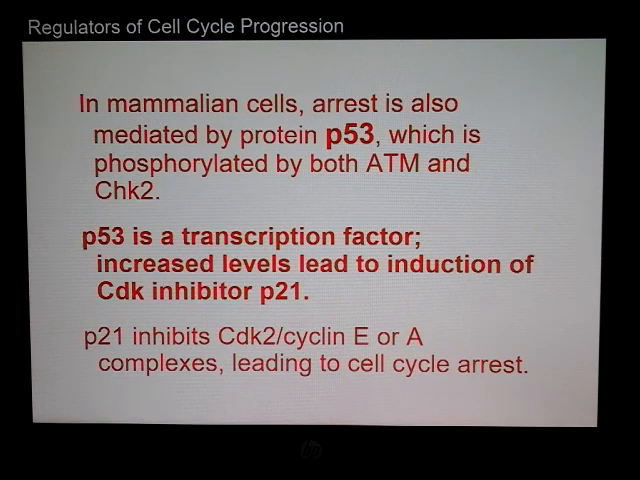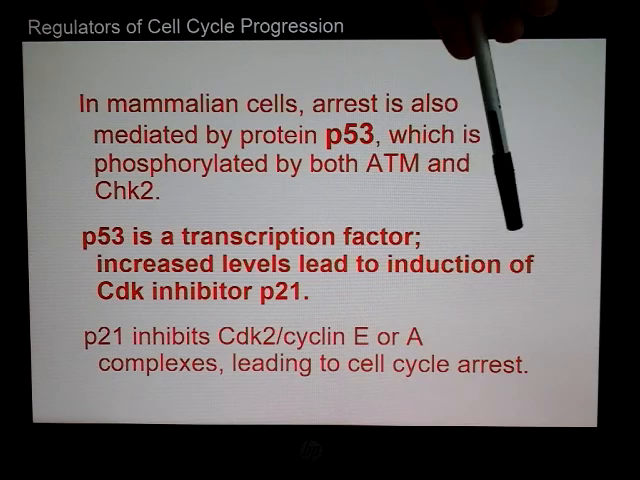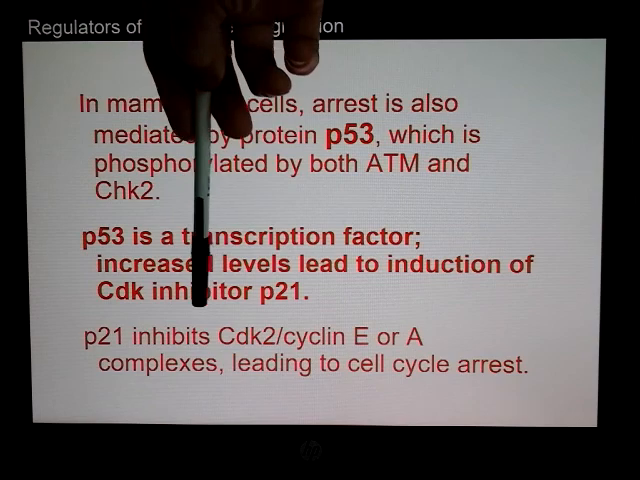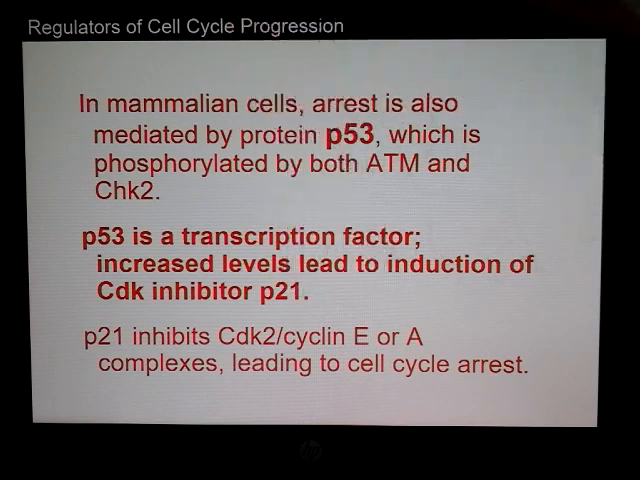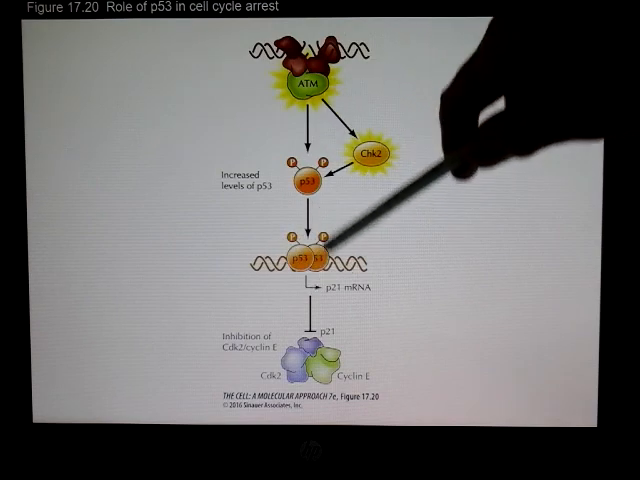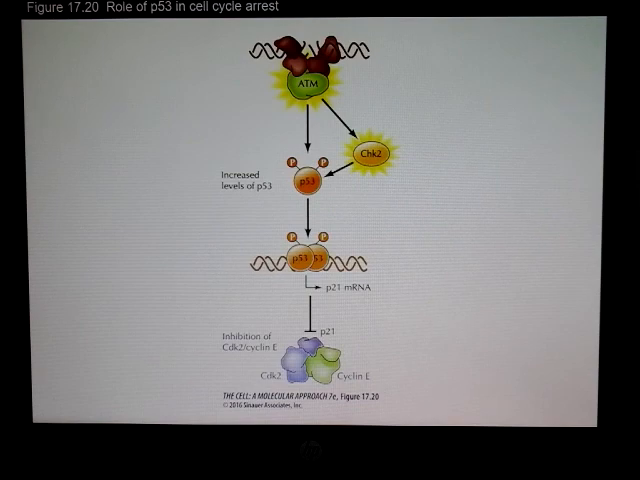So another tumor suppressor is P53. It's technically a transcription factor that increased levels will lead to induction of CDK inhibitor, what's known as P21. What it does is it regulates the cell cycle in such a way that if there's any kind of damage in DNA, P53 stops it. However, if P53 happens to be mutated, this actually, for whatever reason, increases the amount of transcription, and this is something that happens in cancer cells.